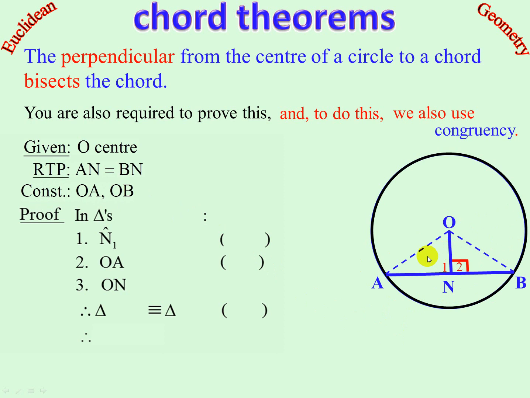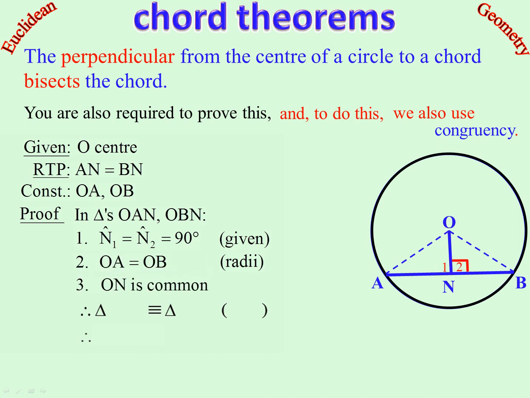Now the proof in triangles. Well, they're the 2 triangles. N1 is equal to N2, and they're 90 degrees. And the reason is given. OA is equal to OB, because they're radii. And of course, ON is common. Therefore, triangle OAN is congruent to triangle OBN. And our case for congruency, well, have a look. We have at 90 degrees, we have those equal, and we have that equal.